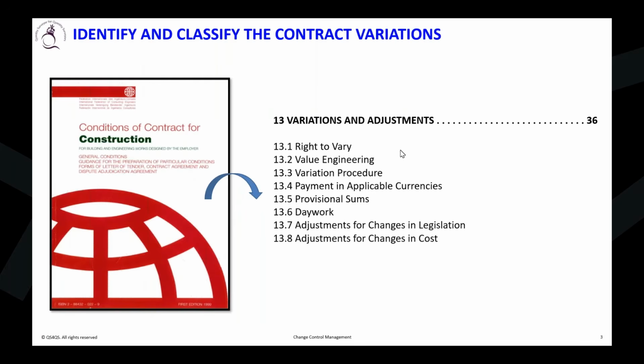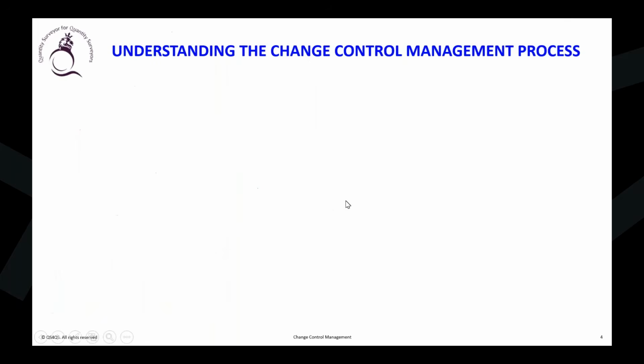In FIDIC, subclause 13 gives the definition of variation, what a variation is, who can instruct the variation, and how the change control should go. But you have your own contract, which has its own definition and protocol for variation. So you should study subclause 13 thoroughly and understand the change control management process.